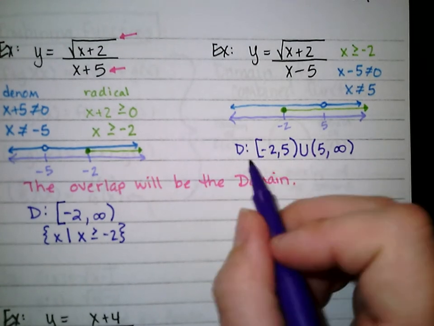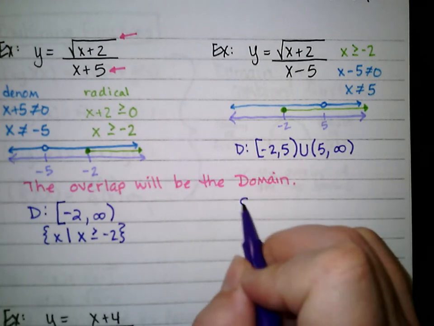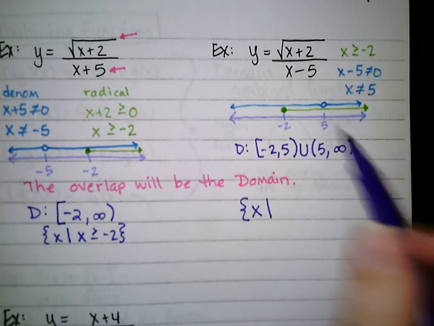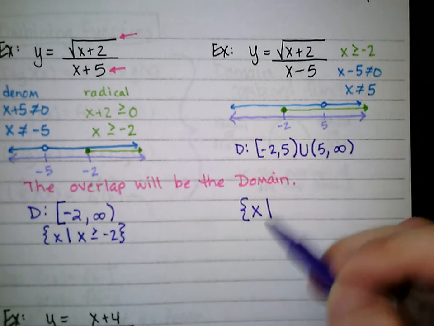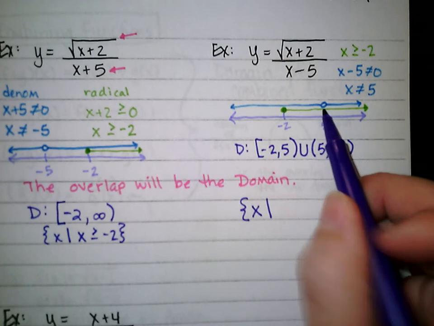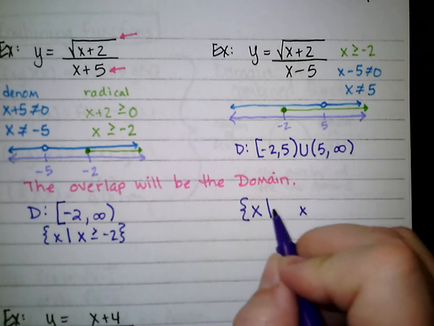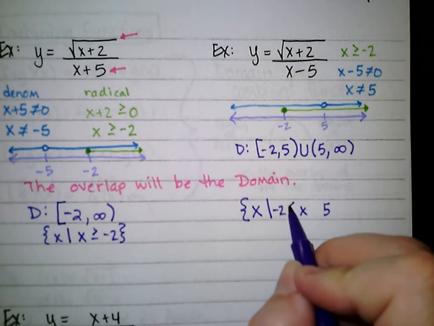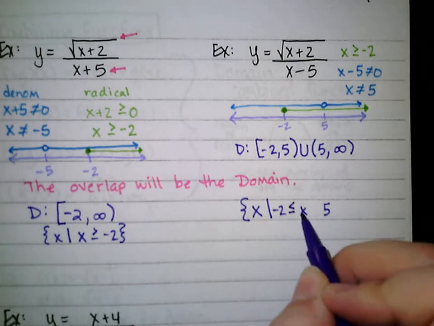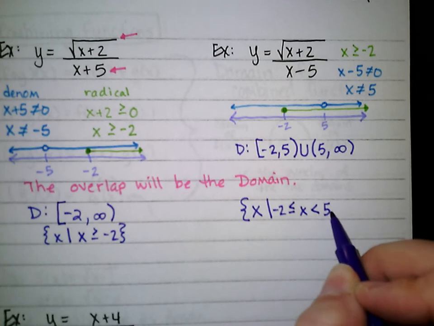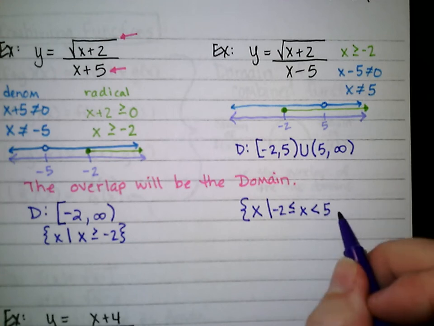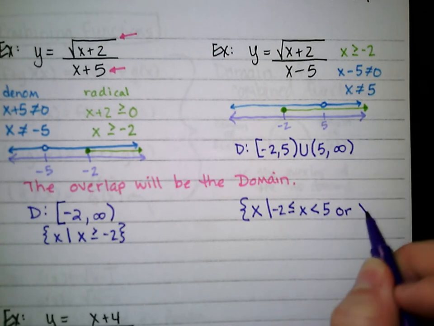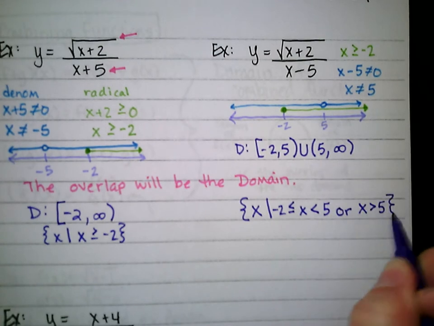In set builder notation, it's a little bit more complicated. We would have the set of all values of x such that. So the shaded part represents the x. So it's trapped in between -2 and 5. So x is trapped in between -2 and 5. X is bigger than or equal to -2, but x is smaller than 5, but not equal to, because it's got an open circle. Or we have this part of it, x is greater than 5.